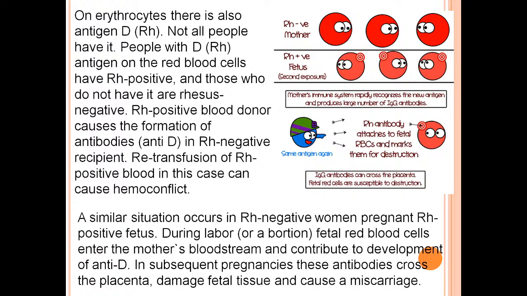A similar situation occurs in an Rh negative woman pregnant with an Rh positive fetus during labor or abortion. Fetal red blood cells enter the mother's bloodstream and contribute to the development of anti-D. In subsequent pregnancies, these antibodies cross the placenta, damage fetal tissue, and cause a miscarriage.